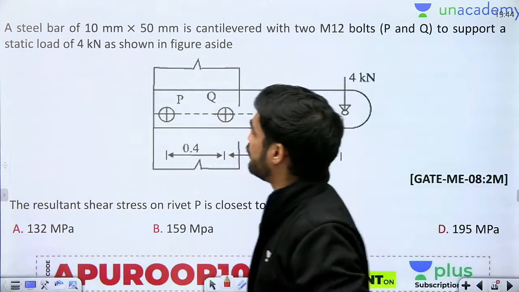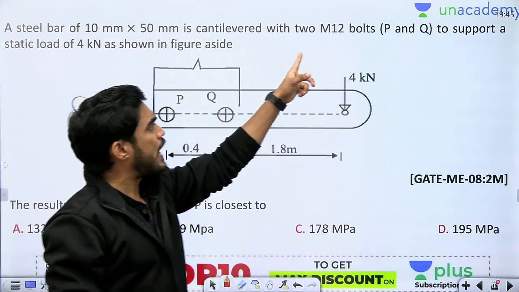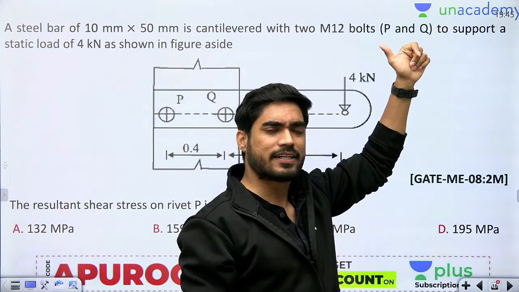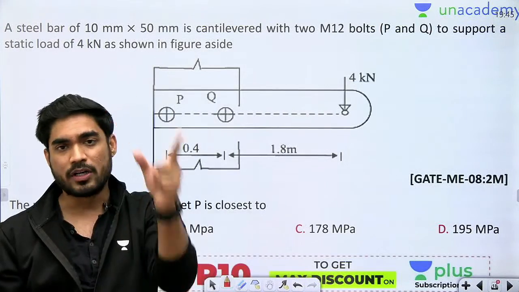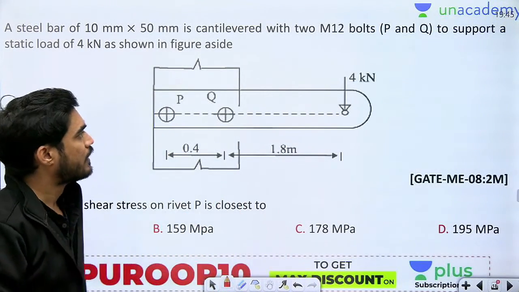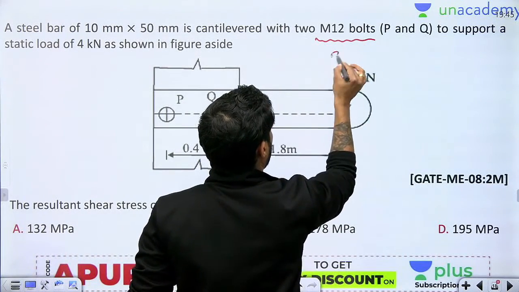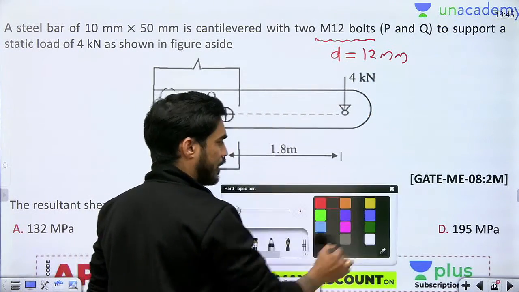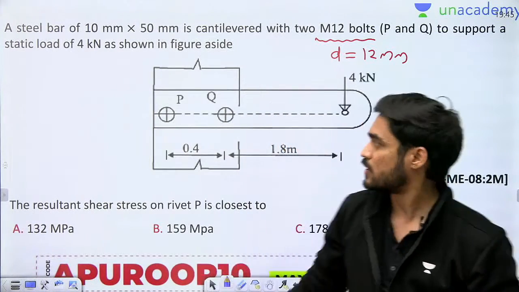A steel bar of 10 mm into 50 mm is cantilevered with two M12 bolts. Now this is a question of bolted joint. So what is it doing here? But I told you, eccentric loading का question, bolted joint हो या riveted joint हो, it is going to be solved in the same way. But what is this M12? M12 का मतलब क्या है? M12 bolt means diameter is 12 mm. ठीक है, M12 लिखा है मतलब diameter क्या है? 12 mm. So this is a question from GATE 2008.